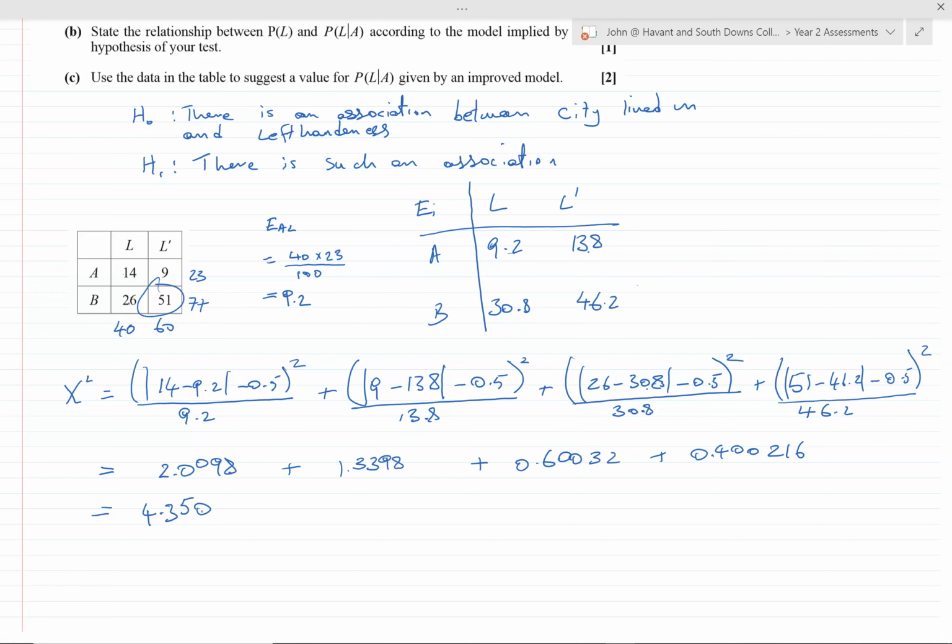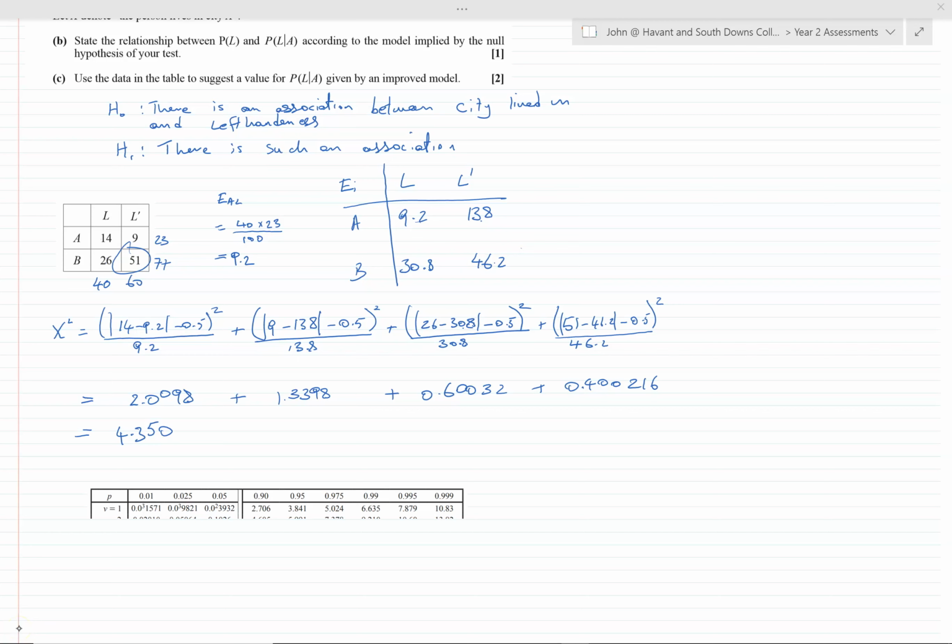I'll just paste them in now. Suppose I need to talk about degrees of freedom here. The degrees of freedom is the number of rows take away 1 times by the number of columns take away 1. So in this case that's equal to 1, because you've got 2 degrees of freedom is equal to 1. It always is if you're using Yates.